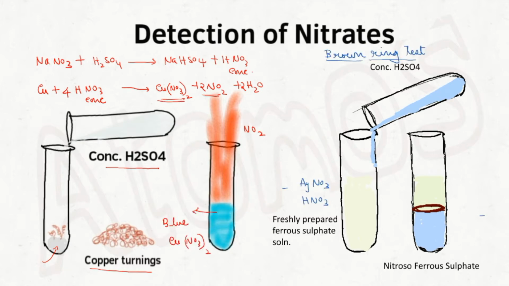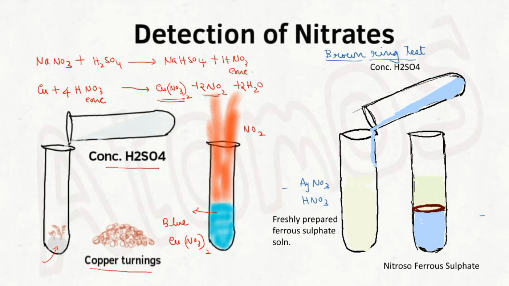Remember, when nitrate ion is present in an aqueous solution in the form of silver nitrate or dilute nitric acid, how do we test for the presence of nitrate ion? For that, we will use the brown ring test. How can you carry out the brown ring test? To the solution of nitrate, we will add freshly prepared ferrous sulfate solution. To that, we add concentrated sulfuric acid from the sides of the test tube.